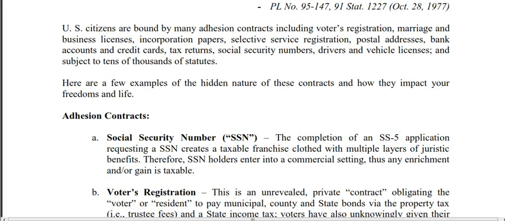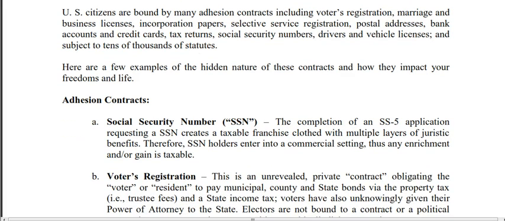U.S. citizens are bound by many adhesion contracts, including voters registration, marriage and business licenses, incorporation papers, selective service registration, postal addresses, bank accounts, credit cards, tax returns, social security numbers, drivers and vehicle license, and subject to tens of thousands of statutes. Here are a few examples of the hidden nature of these contracts and how they impact your freedom and life.